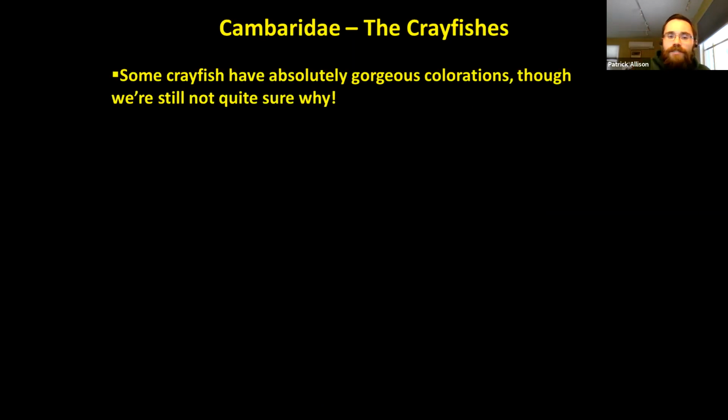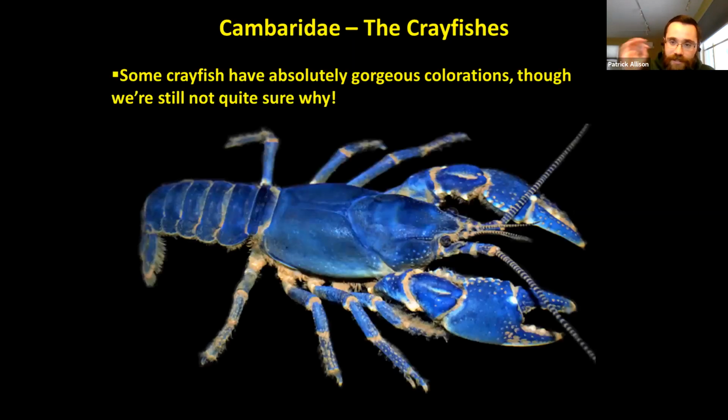And then some crayfish just have absolutely gorgeous colorations, though we're still not quite sure why that's the case. A lot of the burrowing species in particular have really cool colors, such as this Cambaridae. This is, as you can see, a blue crayfish. It is naturally blue like this. You always see things in the news like a blue lobster was found. Well, the crayfish are just naturally blue for some species.